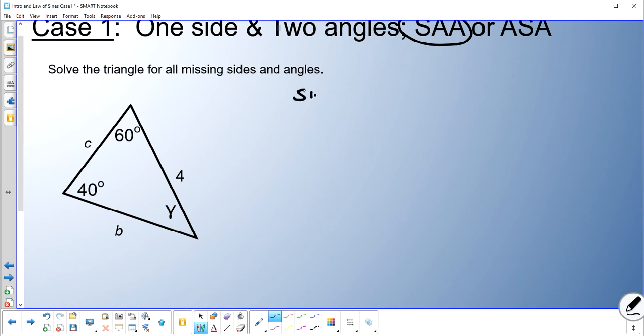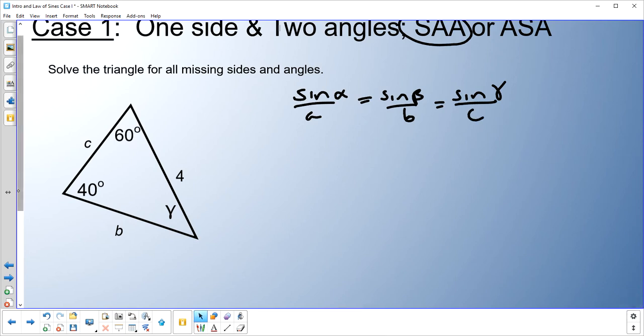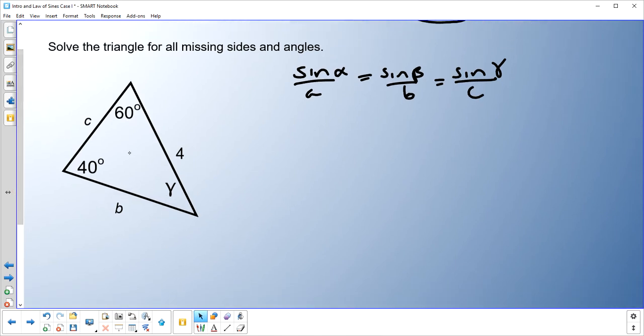So if I write that down, I can say sine of alpha over A equals sine of beta over B equals sine of gamma over C. Now oftentimes there's more than one way that we can figure this out. But you'll notice that we have alpha and A.